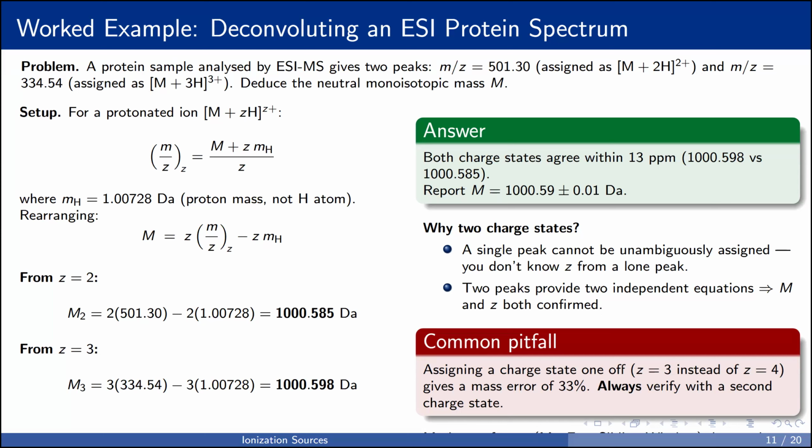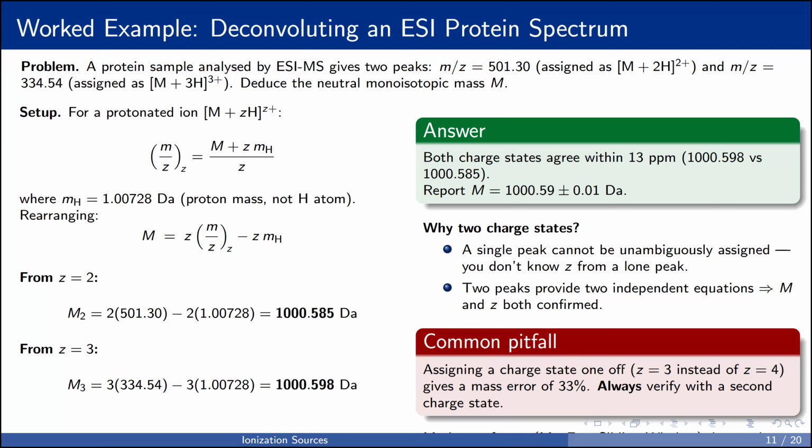Plug in for z equals 3. 3 times 334.54 is 1003.62. Subtract 3 times 1.00728, which is 3.022. We get 1000.598 Daltons. The two numbers agree to within 0.013 Daltons, which is 13 ppm. That's excellent agreement, and it confirms both the mass and the charge state assignments.